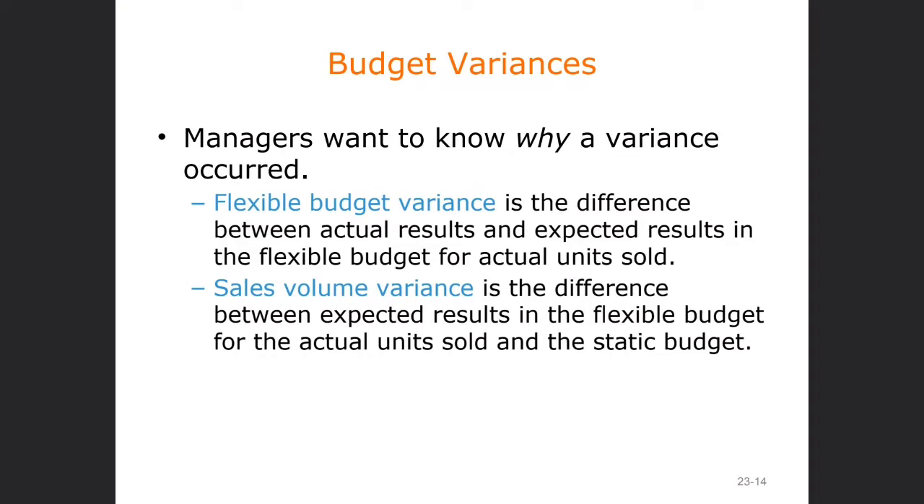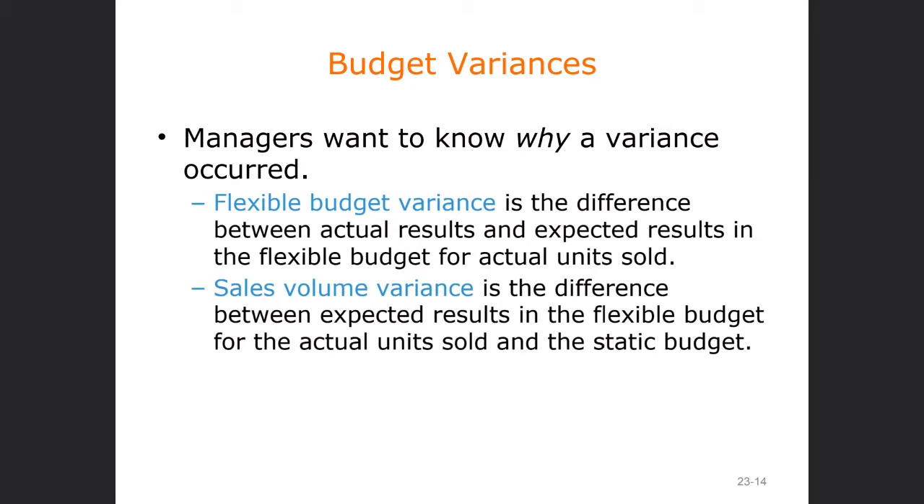A company wants to know why they have variances. Is it something that they can control or not? Or maybe it was a bad budget. Maybe it was created on bad information, or information that wasn't fully accurate. And that helps them to know how to create their next budget going forward. So they want to know why a variance occurred.